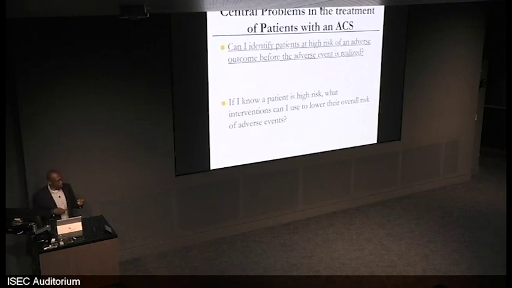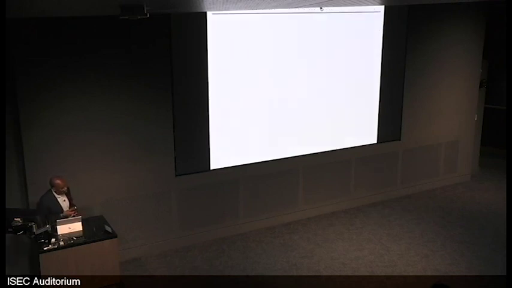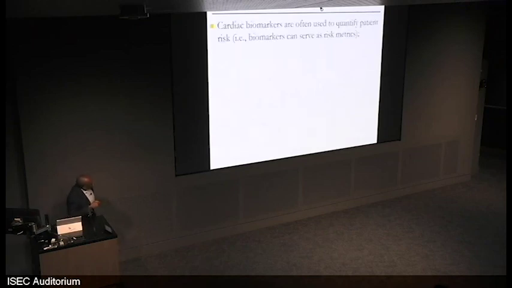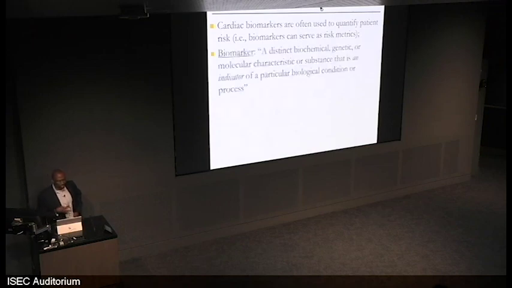And if you look at prior work here, there's been a lot of work. I'm not the first person to say this. The notion of risk stratification, identifying patients at high risk of adverse outcomes like cardiovascular death, has been around for a while. And there are a whole slew of what are called cardiac biomarkers that are used to determine a patient's risk. Cardiac biomarkers are often used to quantify a patient's risk, and biomarkers serve as risk metrics. If you look at the definition of a biomarker, it's a distinct biochemical, genetic, or molecular characteristic or substance that's an indicator of a particular biological condition or process.